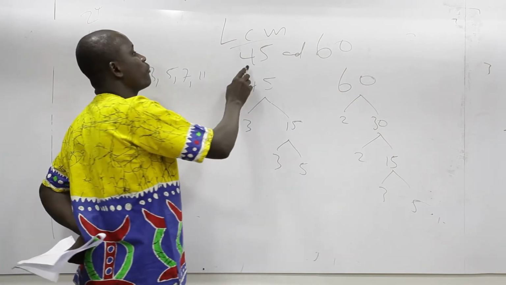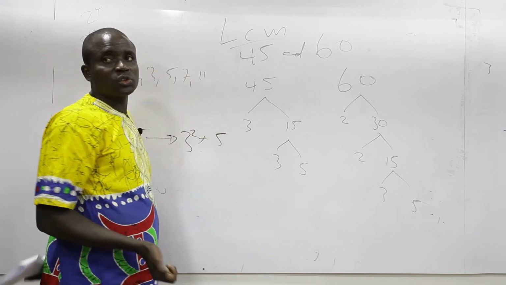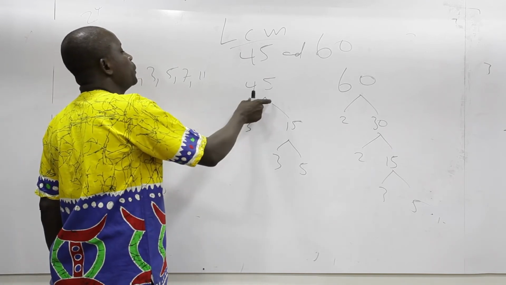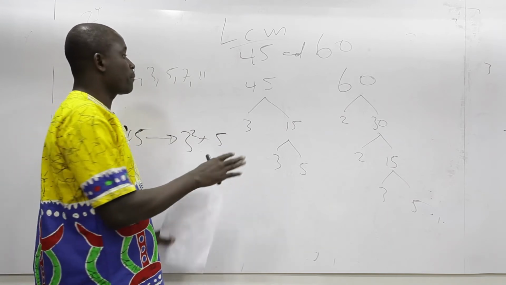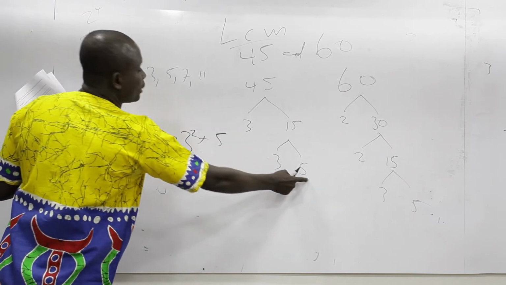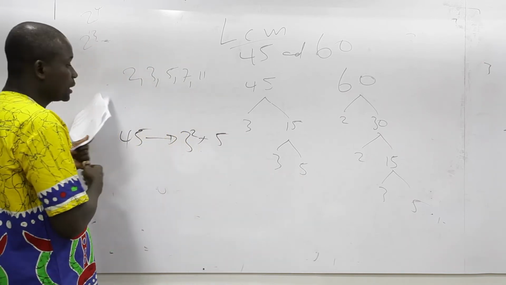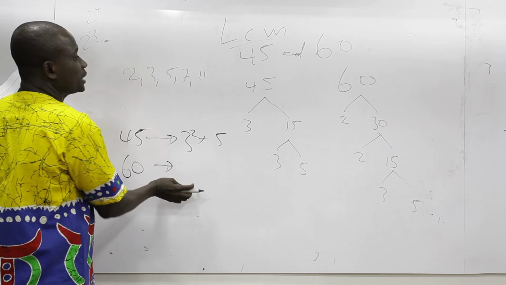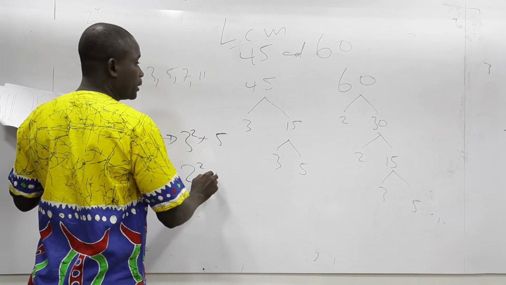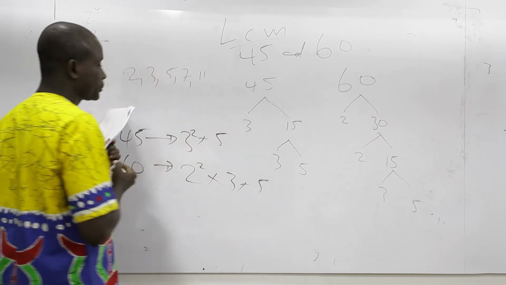We want to find the LCM of 45 and 60. Why are we trying to find the LCM? Sometimes finding the LCM becomes a major challenge. So we are trying to extract the prime numbers. Here, this is what we've gotten: 3 squared times 5. Why is it 3 squared? 3 squared means 3 times 3, then times 5. Then the 60. How do we extract the figures? We have 2 squared times 3 times 5.